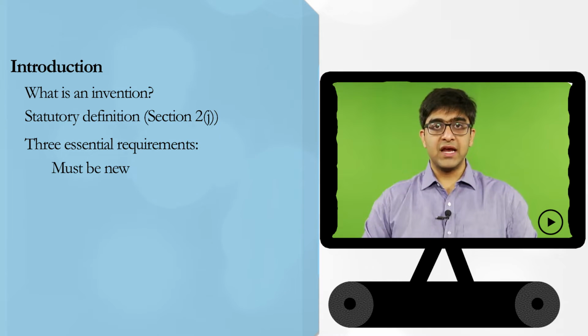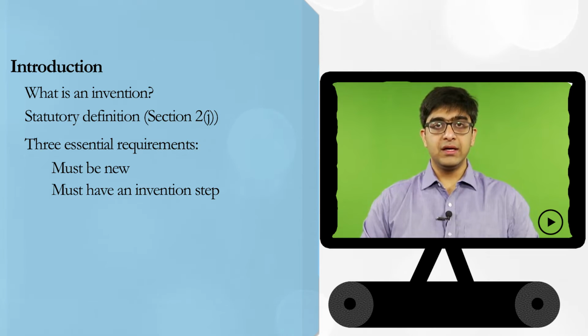In other terms, it must possess novelty. Secondly, it must have an inventive step. In some jurisdictions, this is also called the non-obviousness requirement, that is, the invention must not be obvious. And third, it must be capable of industrial application. These three requirements form the core tests of patentability under patent law.